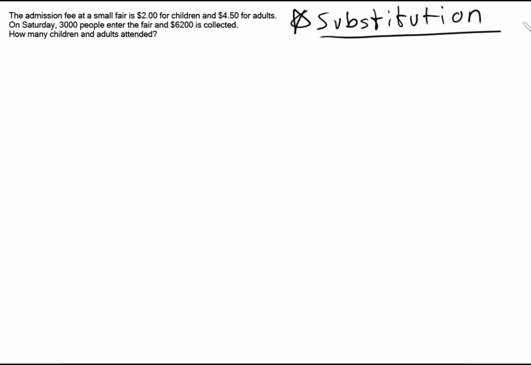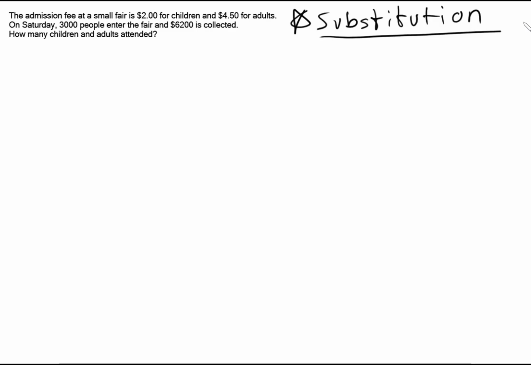The question at hand is that there's an admission fee at a small fair that is $2 for children and $4.50 for adults. On Saturday, 3,000 people enter the fair and $6,200 are collected. So how many children and how many adults attended?